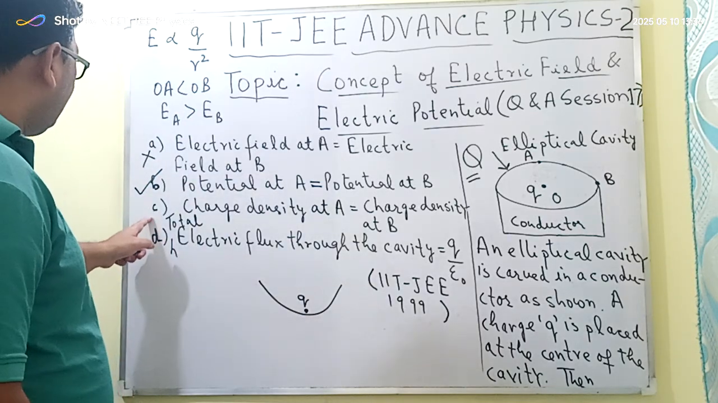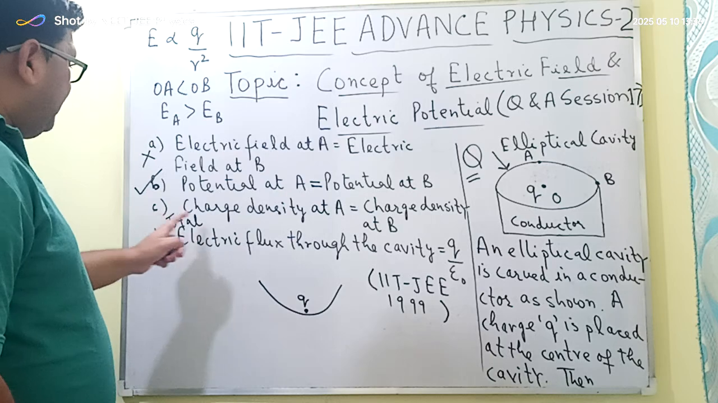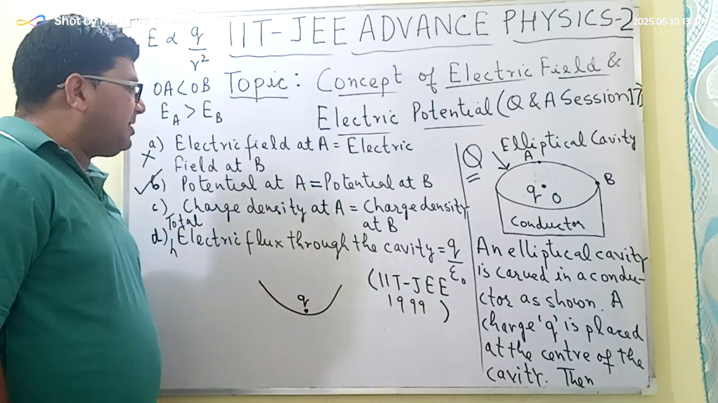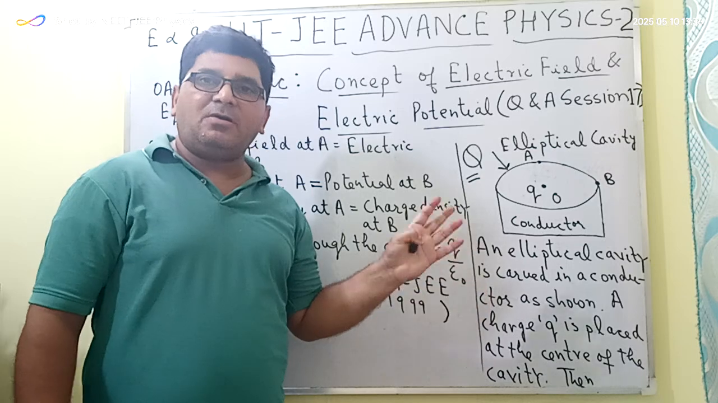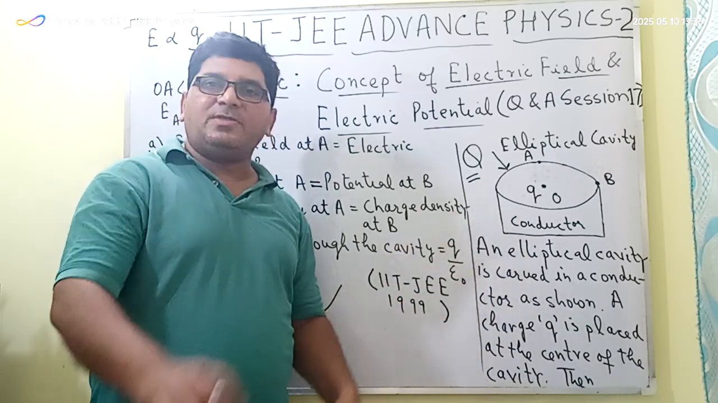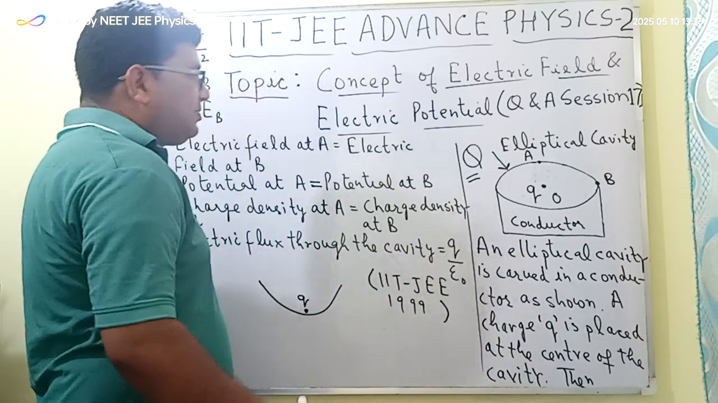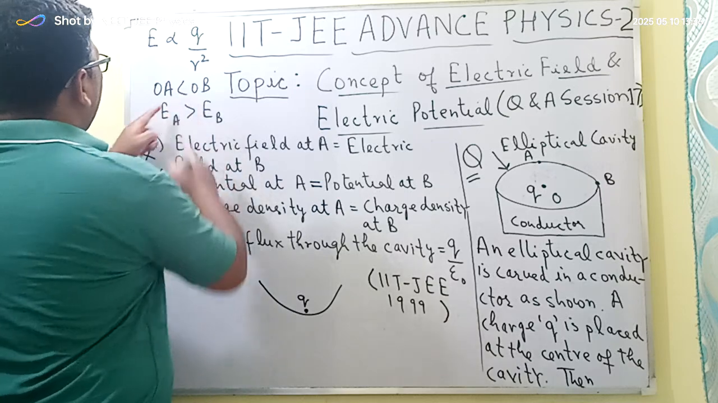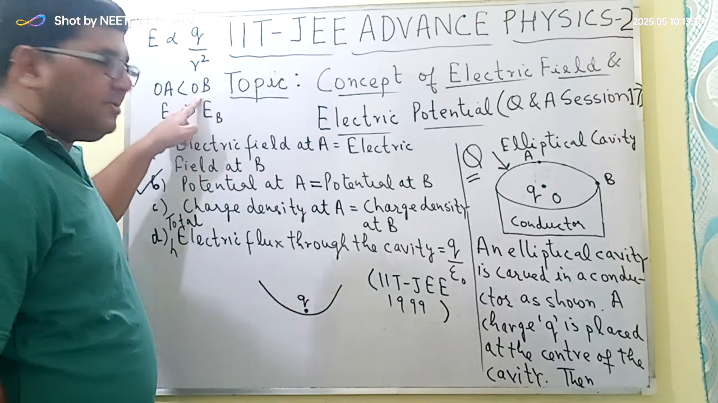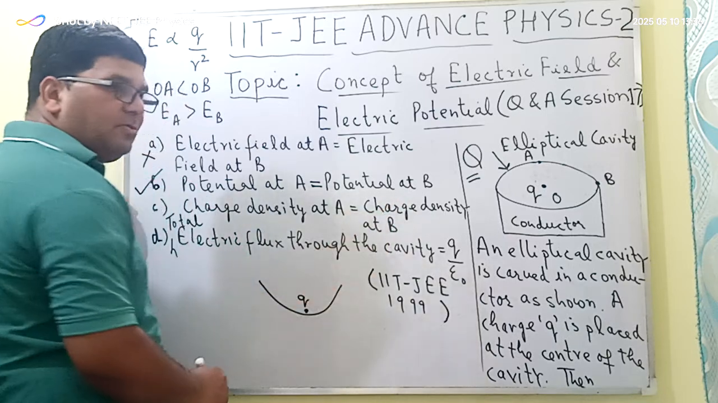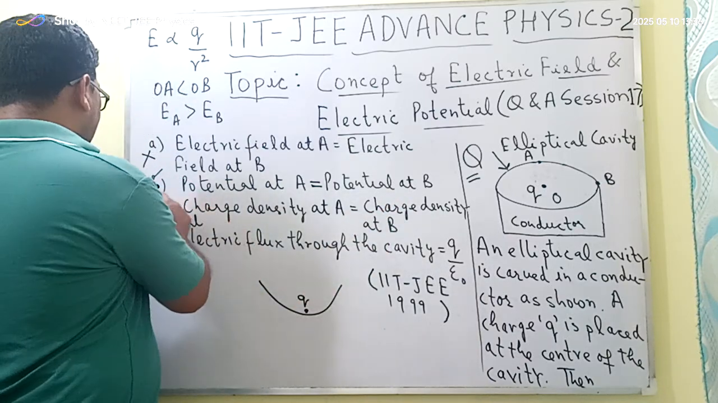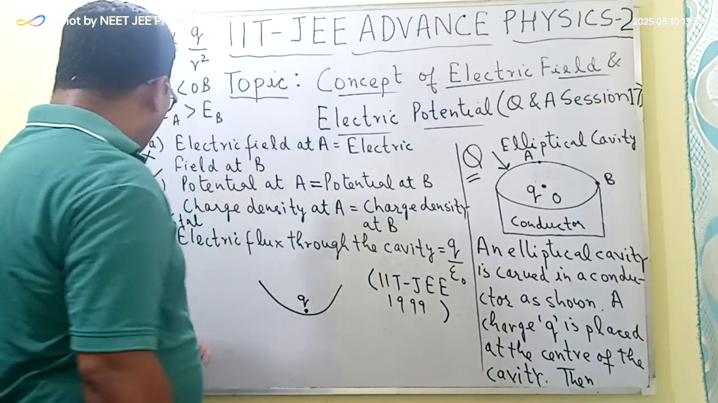Now let us come to the third option. The charge density at A is equal to the charge density at B. Now the charge density depends on the volume or the surface area or the length over which the charge is distributed. So here, since OA is less than OB, the charge density at A will not be equal to the charge density at B. So this option is also wrong.